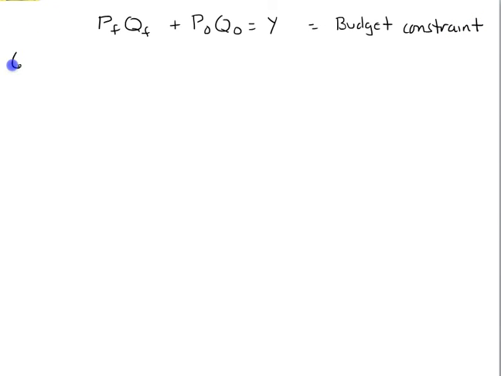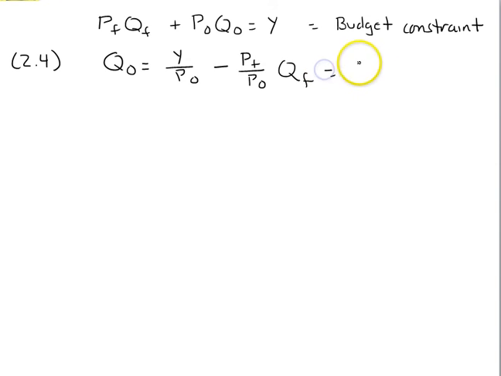Indeed, your textbook says that with a little bit of manipulation, which I'll show you in just a moment, I can say the quantity of other goods, which is going to be the good on my vertical axis, is equal to income over the price of other goods, minus PF over PO times the quantity of food. That is going to be the budget line. But how did I get from the budget constraint to the budget line? Well, let's go back and see if we can derive it.